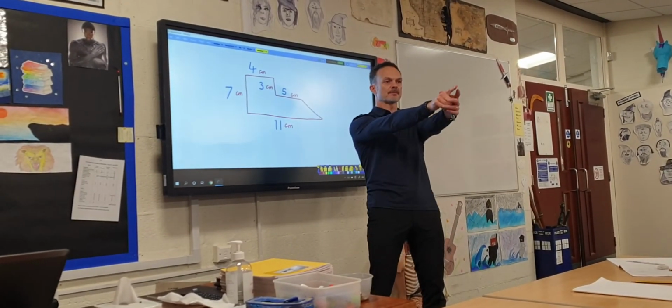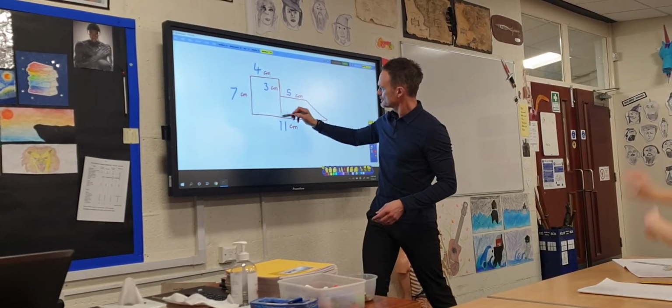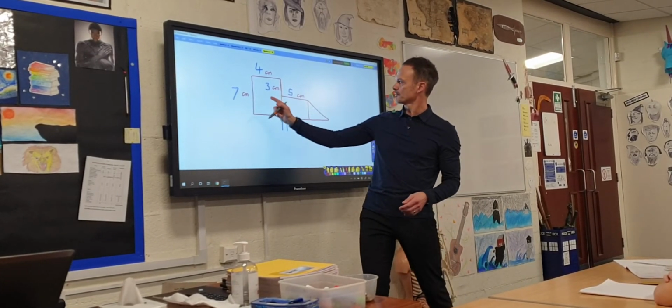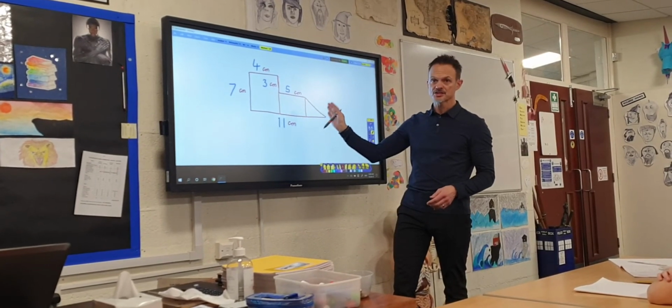Leah, where can I split it? Down from the 3, yeah, down. Okay, down. And then, yeah, from down. Down again. So now I've got a rectangle-y thing, a rectangle-y thing, a triangle-y thing. I need to get some numbers on.